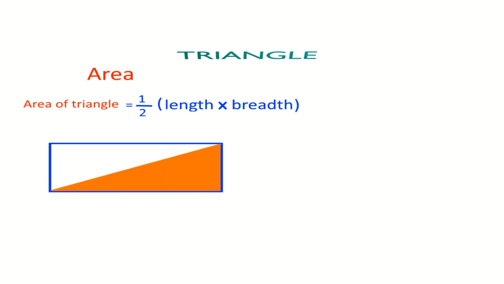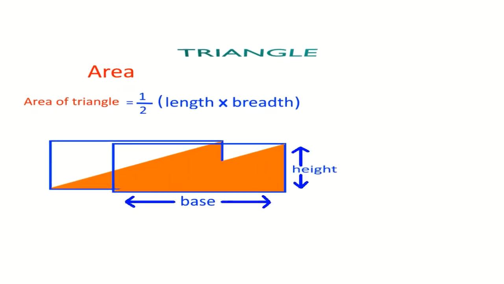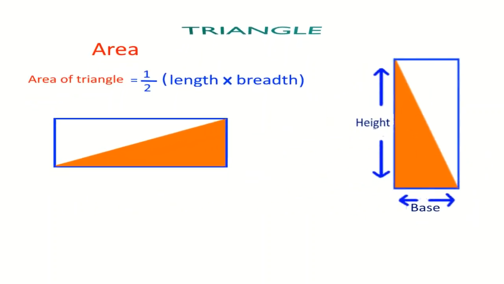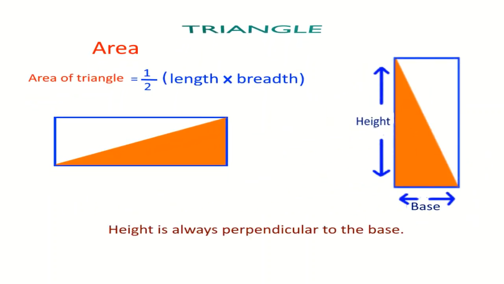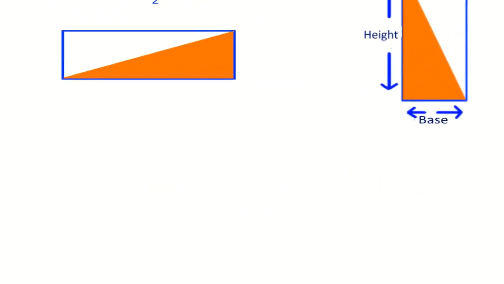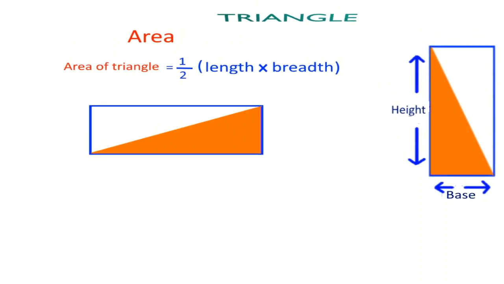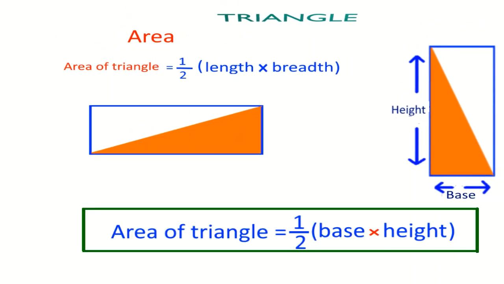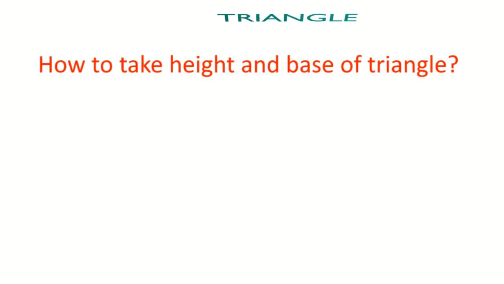In triangles, any side can be the base, not just the one drawn at the bottom. But remember, height is always perpendicular to the base. Then area of triangle equals half of base into height. How to take the height and base of a triangle?